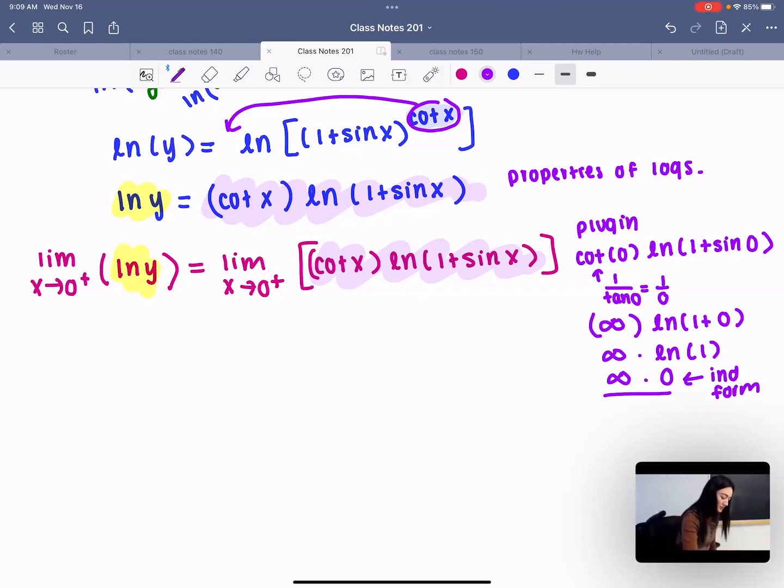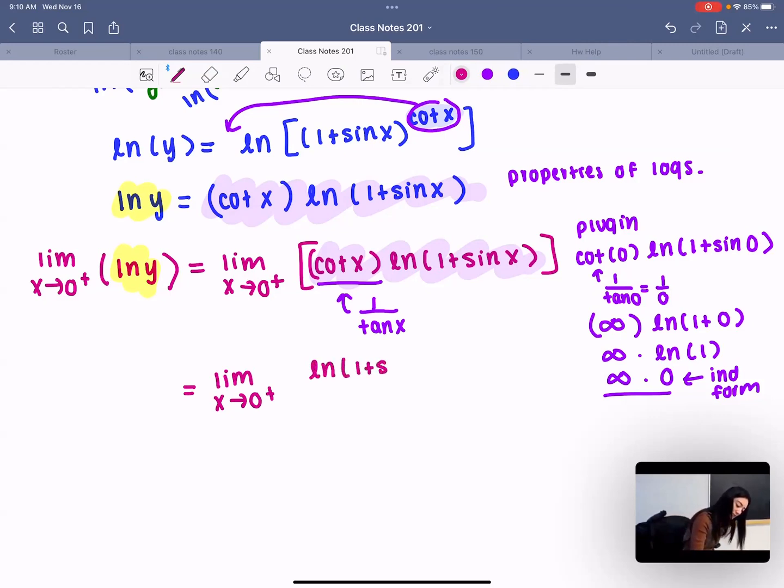Is there an easy way to bring this trig function to the denominator? Yeah, just make it 1 over tan. Good. So I know that cotangent of x is 1 over tangent of x. Instead of writing it like this, I'm going to change this to look like this: the limit as x goes to 0 from the right of the natural log of 1 plus sine of x all over tangent of x.